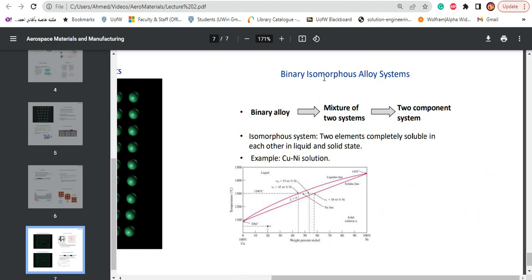Binary effects of interstitial alloying elements. Binary isomorphous alloy systems. Binary alloy: a mixture of two systems, two component systems. Isomorphous system: two elements completely soluble in each other in liquid and solid state. Example, copper nickel solution.